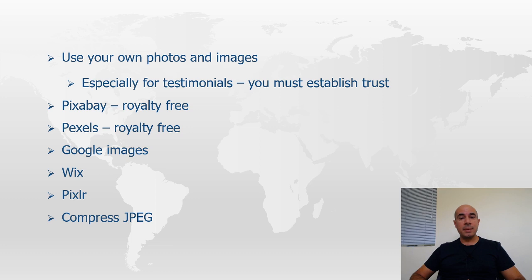Second is Pixabay. We'll soon browse that website, and it's very useful. Lots of royalty-free pictures and videos. Similar to that is Pexels, another source for pictures. We have also Google Images. We will learn how to use that to get royalty-free pictures. We have Wix. They also have a collection of pictures there. And Pixlr is an editing website, and Compressed JPEG will help us compress our images. So let's start with Pixabay.